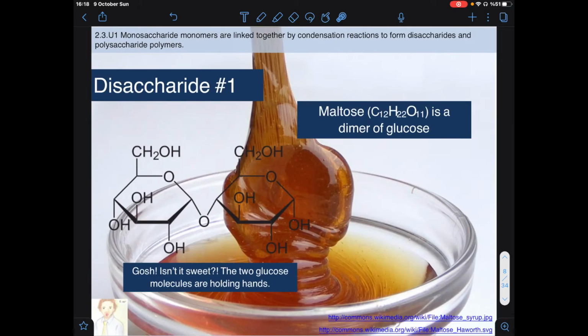So now let's talk about the types of disaccharides. So maltose is the first one that we will be talking about. Maltose is the product of glucose and glucose. And maltose can be commonly found in wheat, corn, or barley. As we can see, these 2 glucose monomers are joined together by a glycosidic bond.